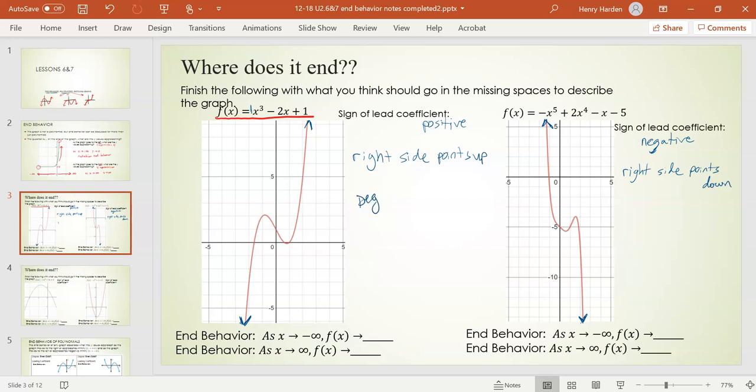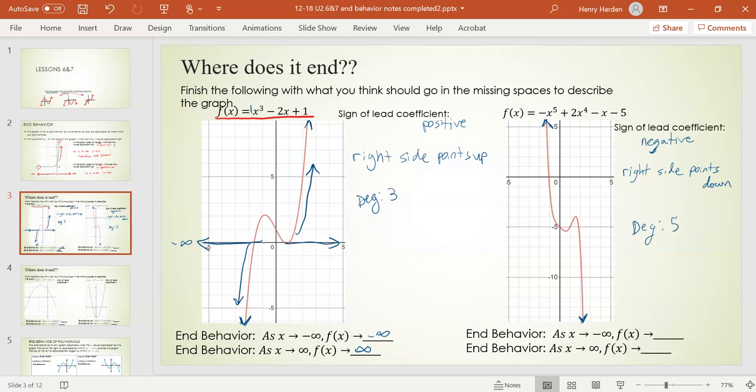So here we've got the degree 3 because the exponent is 3. Here, the highest exponent is 5. This is a degree 5 polynomial. Now, end behavior wise, as x goes to negative infinity, so as we go this direction, this is pointing down. As we go to the right, this side is pointing up like we already said.